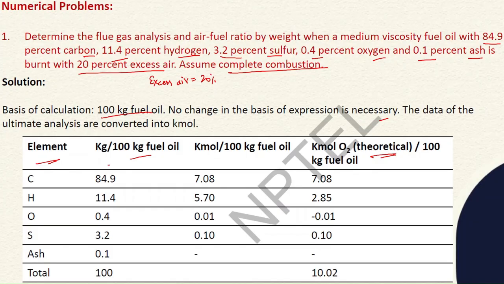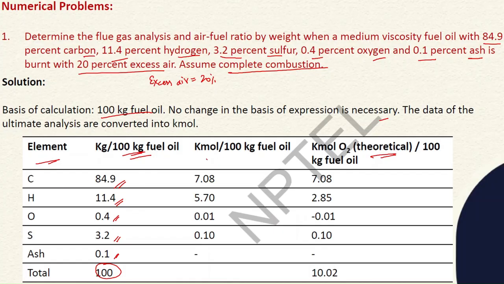In the question, the percentage of these elements in the fuel oil is given. As the basis is 100 kg, 84.9% carbon will be 84.9 kg carbon, then 11.4 kg hydrogen, 0.4 kg oxygen, 3.2 kg sulfur, and 0.1 kg ash, which will be a total of 100.